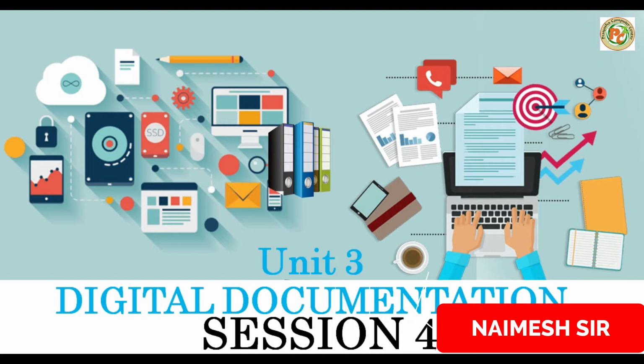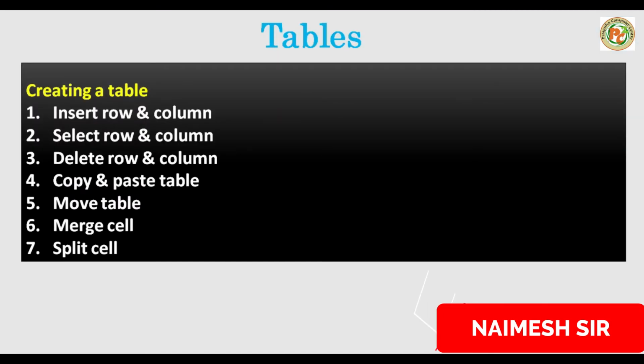Now we are going to start session number 4. In this we are going to learn about tables. A table is a collection of rows and columns, and the intersection of rows and columns is called a cell. So we will learn how to insert rows and columns, how to select rows and columns, how to delete them, how to copy the entire table and paste it somewhere else, how to move the table from one place to another, how to merge two or more cells, and how to split the cells. So all these topics we are going to learn in this chapter.